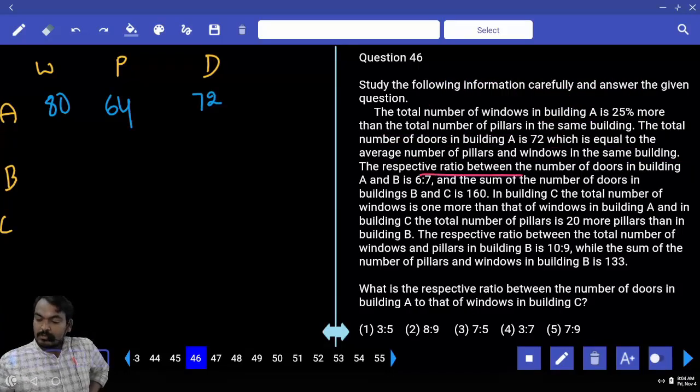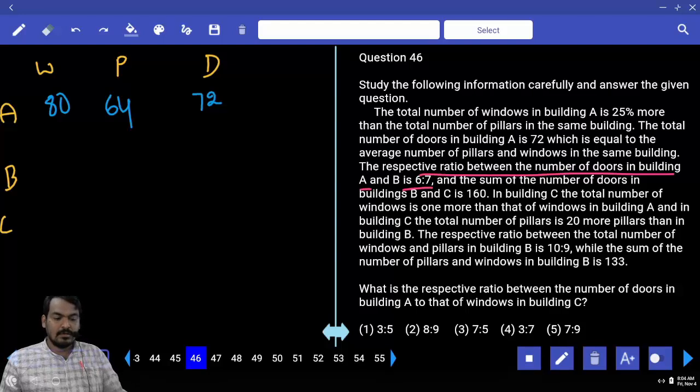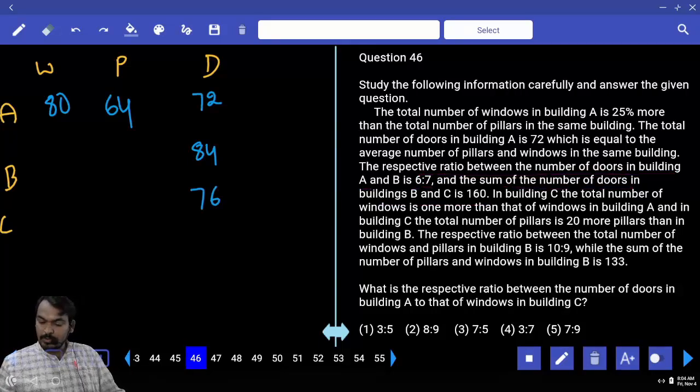The respective ratio of the number of doors in building A and building B is how much? 6:7. What are the doors in A? 72. It is represented by 6 parts, or not? 6 parts is 72, then every one part is 12. 7 parts are 84. Next, the sum of the number of doors in building B and C is how much? 160. Means already B value is 84, remaining 76, or not? Next, what is the next point?